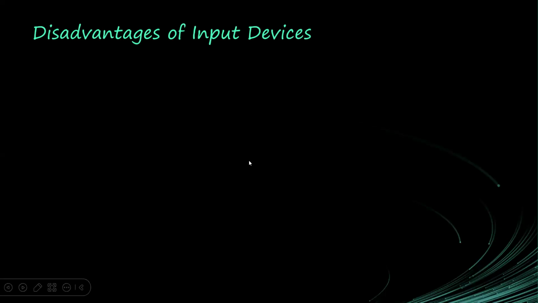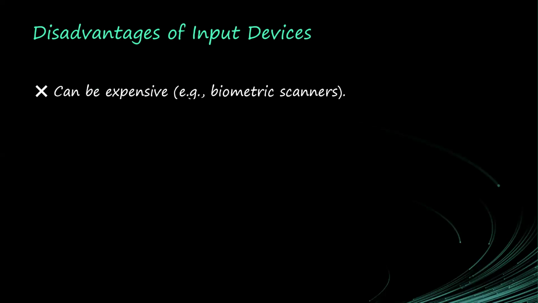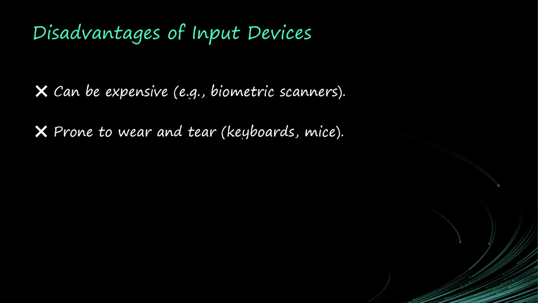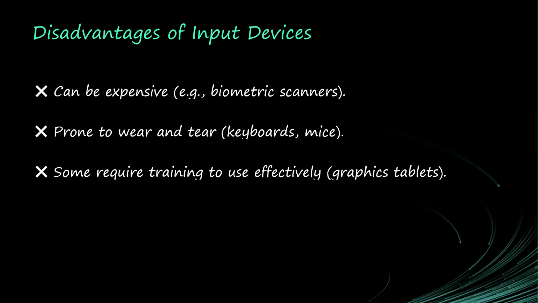Okay. So what are the disadvantages? It can be expensive. Some of the input devices are expensive, like the biometric scanners. They are very, very expensive, and although they are not used by everybody, they are used for special purposes. They are prone to wear and tear, so they also spoil. Like if you use your keyboard or your mouse for a long time, it will spoil. Some keys will not be working again.